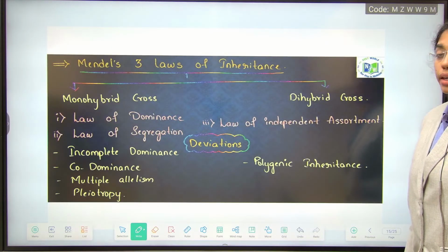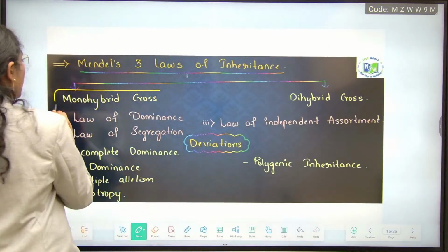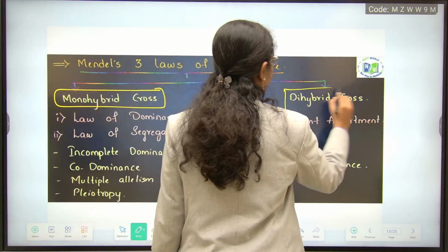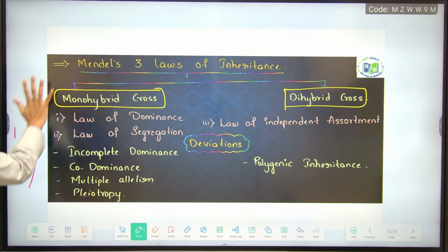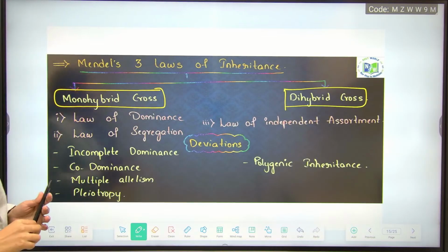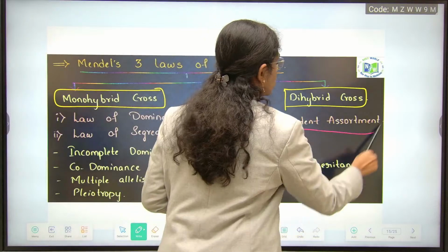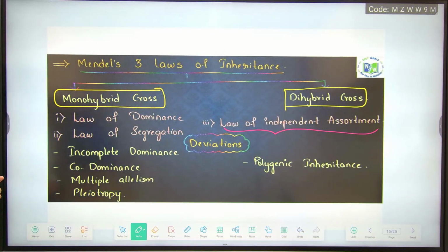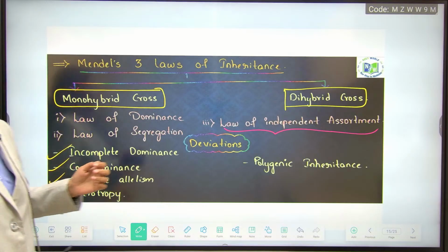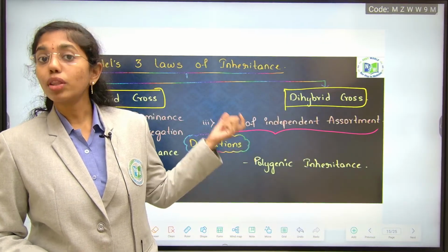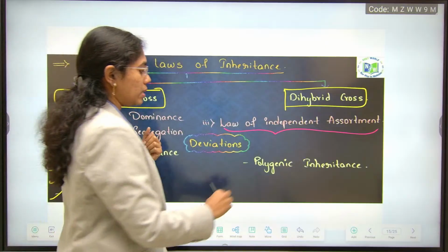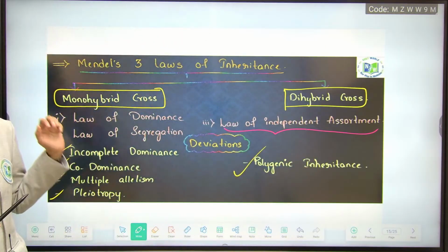Mendel's 3 laws of inheritance, we have monohybrid cross and dihybrid cross. The law of dominance and law of segregation are derived from the monohybrid cross. The law of independent assortment is derived from the dihybrid cross. Deviations from the monohybrid cross are incomplete dominance, codominance, multiple allelism and pleiotropy. Deviations from the law of independent assortment, wherein multiple genes deal with one phenotypic expression, are learnt under polygenic inheritance. Clear till here?